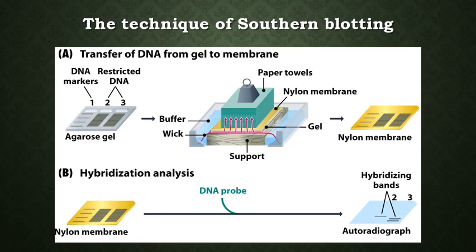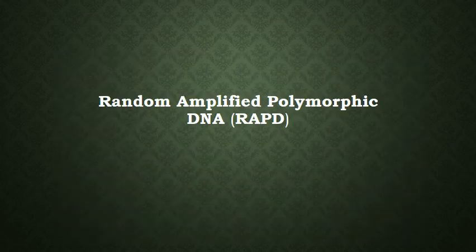Okay, so Southern blotting is also finished. Next is RAPD, random amplified polymorphic DNA. This is a very useful molecular marker in molecular biology. It is a quick and easy technique. RAPD can be defined as a method which results in polymorphic DNA sequences as a result of random amplification of multiple locations of the target DNA template.